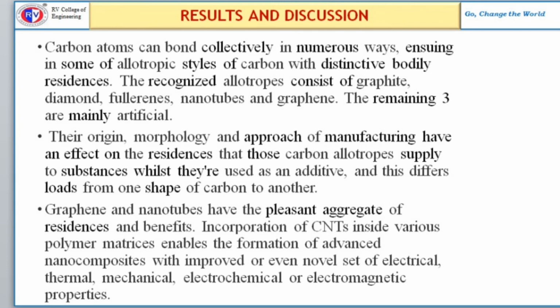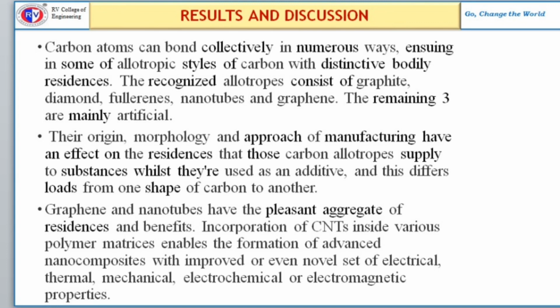Carbon atoms can bond together in numerous ways, as in some of the allotropic forms of carbon, with different structures. The recognized allotropes include graphite, diamond, fullerenes, nanotubes, and graphene. The last three are mainly artificial. Next, the origin, morphology, and method of manufacturing affect the results that these carbon allotropes supply to a material when they are used as an additive, and this differs a lot from one form of carbon to another.